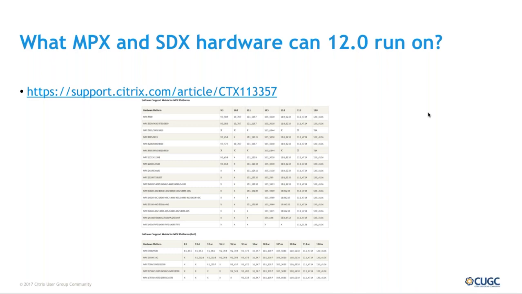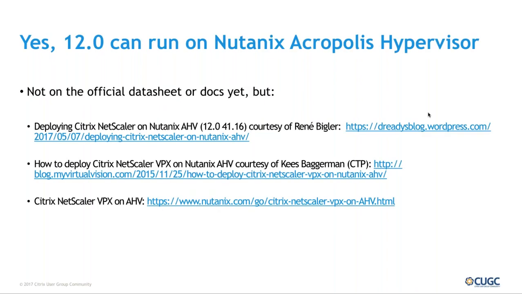Toward the bottom of this article, there's a different link for SDX. When you click on that link, it currently goes to an 11.1 page, but I believe they're going to be updating it really soon to show the 12.0 matrix. If you really think about it, MPX and SDX are pretty much the same hardware, right? So if you see it being supported on the MPX, then more than likely the SDX is fully supported as well. But it just goes to show that NetScaler truly is a software product. It doesn't matter how old your hardware really is, it's going to run. Next slide.